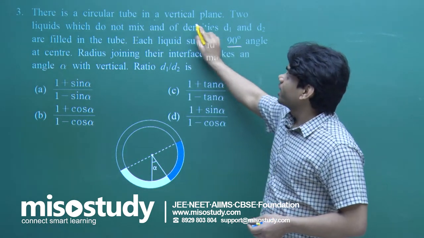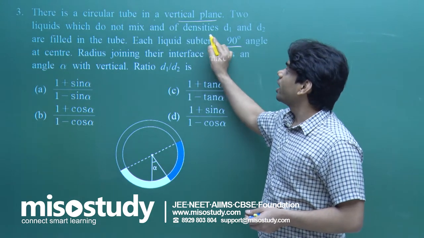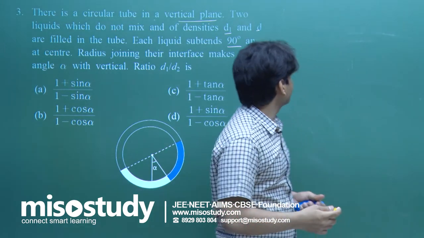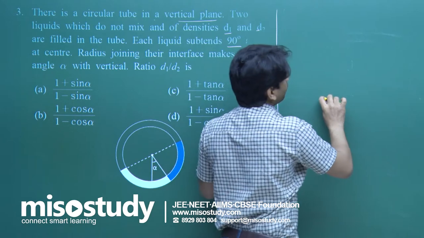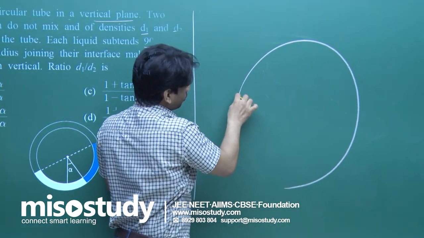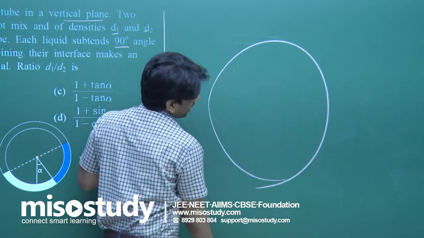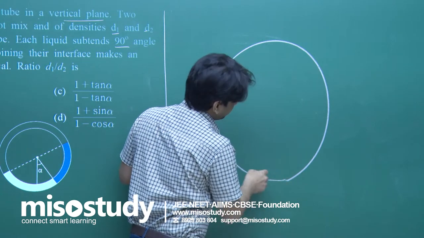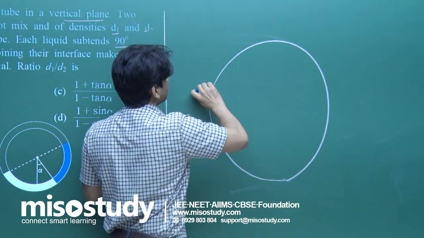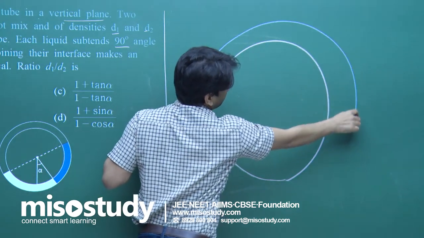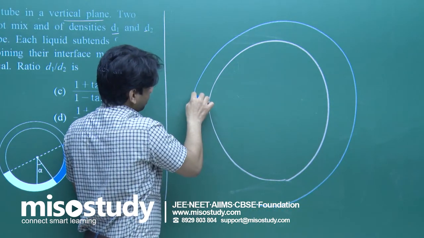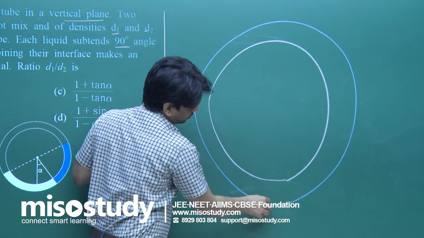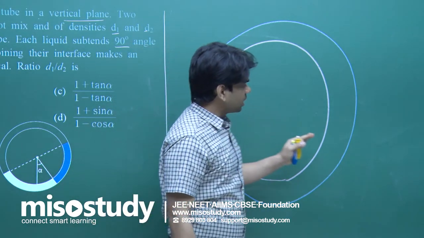There's a circular tube in a vertical plane. Two liquids do not mix and of densities D1 and D2 are filled in the tube, each liquid subtending 90 degree. Now let's go ahead and do it here. Let me show you the entire scenario. This is the tube and I'm drawing a larger cross section for your better and clear understanding. This will entail better understanding of the thing that will be discussed. This tube has a width so that liquid can be taken to be contained in this.